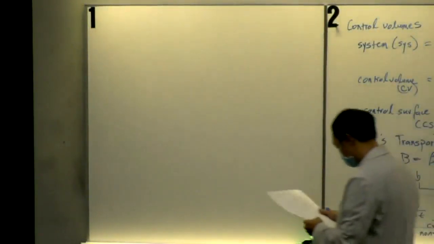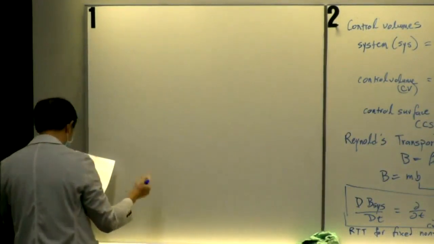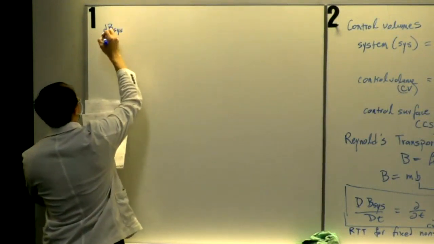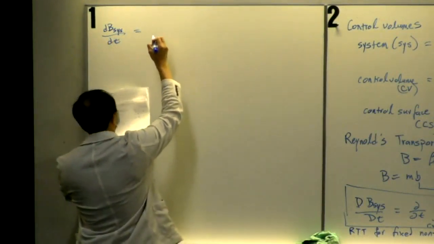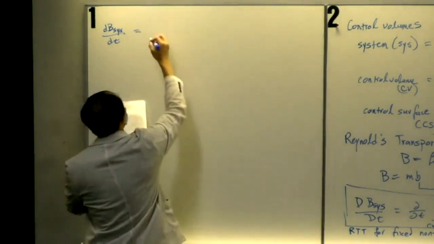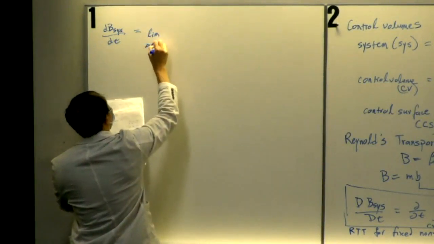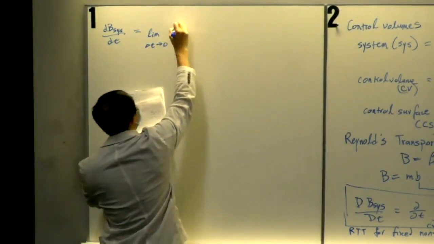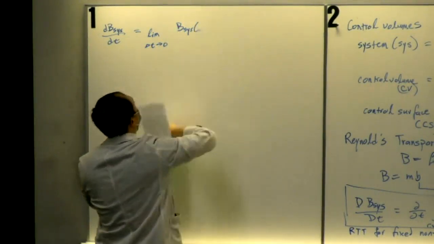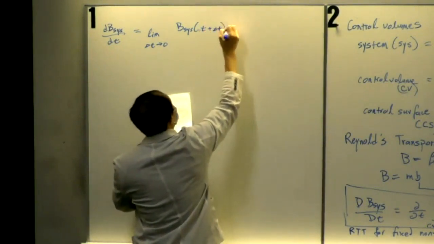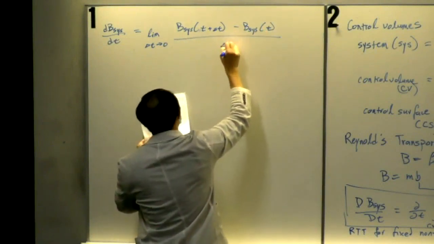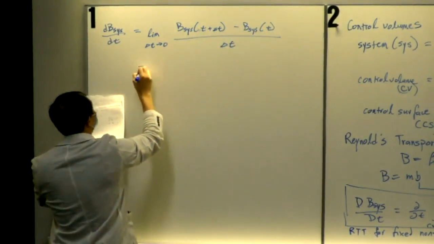All right. So we've defined what B system is at t plus delta t and at t. So now we just do the definition of derivative. As delta t gets really small, right? And we're just going to copy what we wrote.